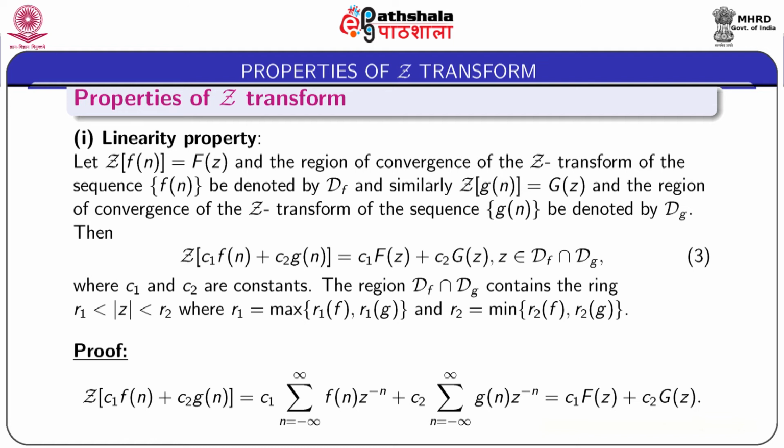For proof, we write Z transform of the function C1 f(n) plus C2 g(n). This is equal to C1 summation n equal to minus infinity to plus infinity f(n) z to the power minus n plus C2 summation n equal to minus infinity to plus infinity g(n) z to the power minus n, which is equal to C1 F(z) plus C2 G(z) defined in the domain described above. So, we have proved the linearity property.